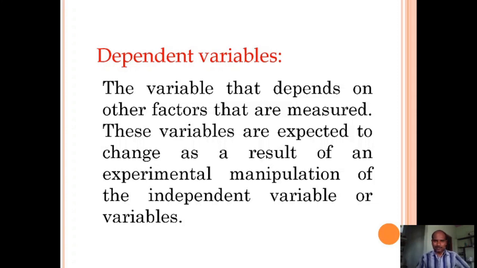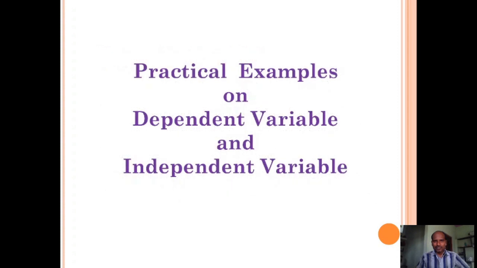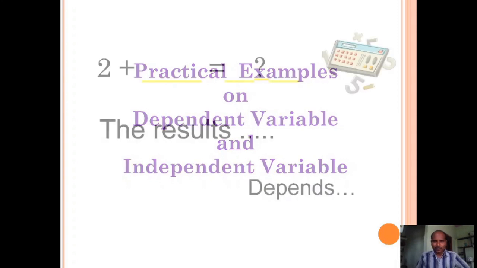Why? It is a result. Independent variables are not possible to manipulate. Why? We only need to record what exactly happened. Let's see some practical examples for understanding the dependent variable and independent variables clearly.